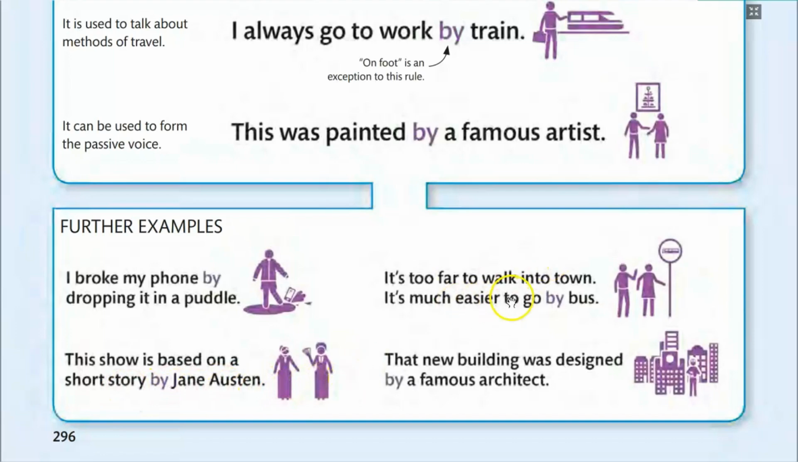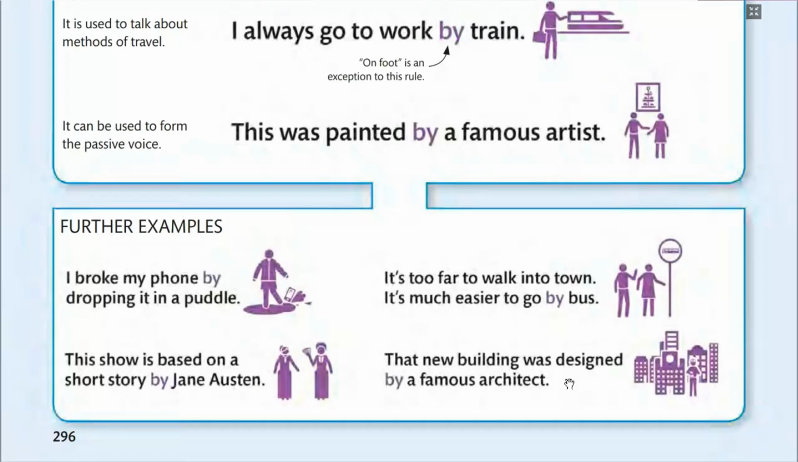It's too far to walk into town. It's easier to go by bus, means of transportation. That new building was designed by a famous architect. By a famous architect.